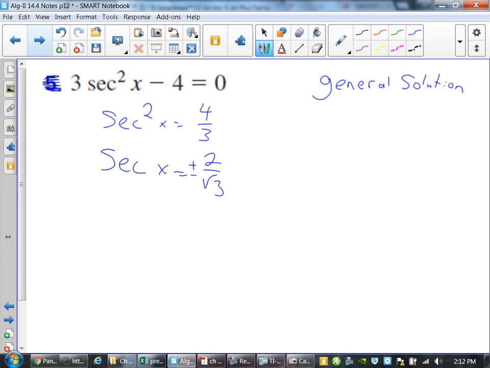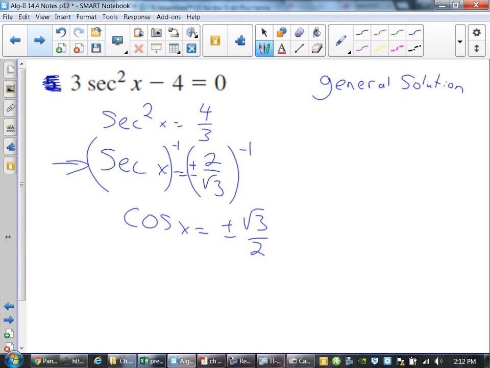Cosine. Flip everything. If I inverse both sides, that keeps everything balanced. I get now cosine of x is plus or minus root 3 over 2. Since this is an inverse function, whenever you have an inverse function on one side and values on the other, you flip it. It's a really nice, easy way to do this.